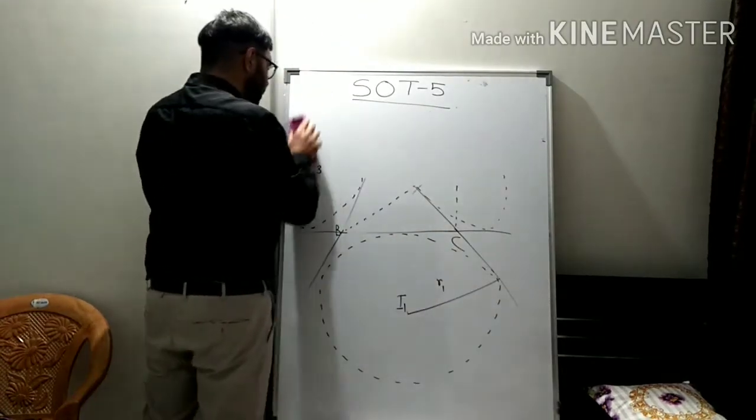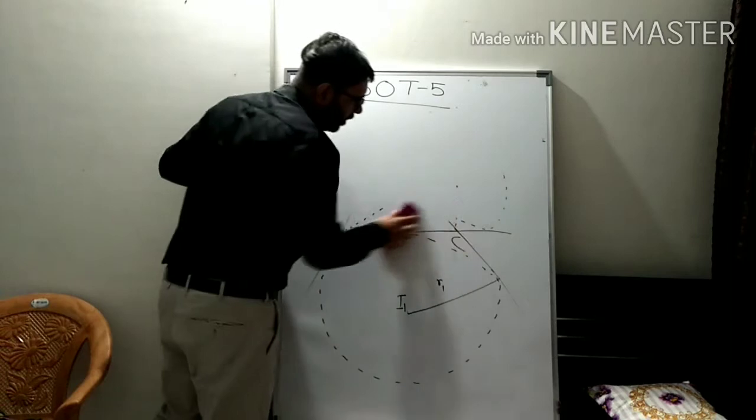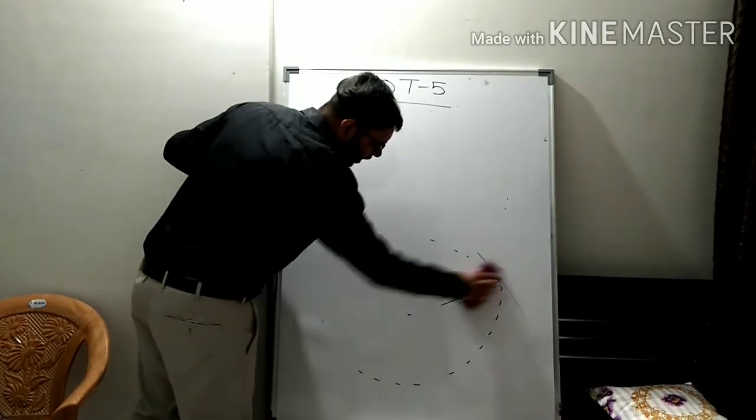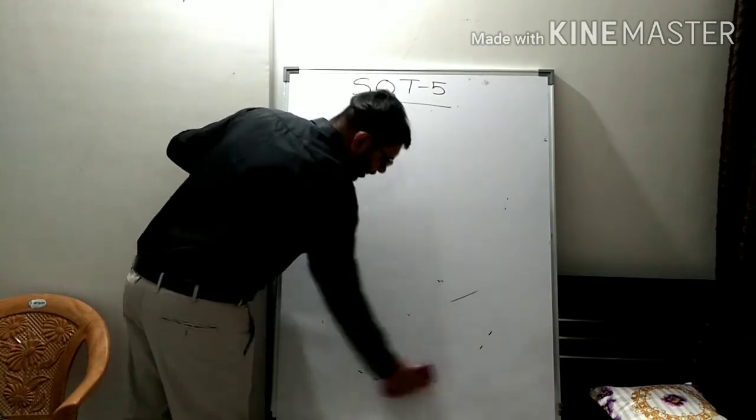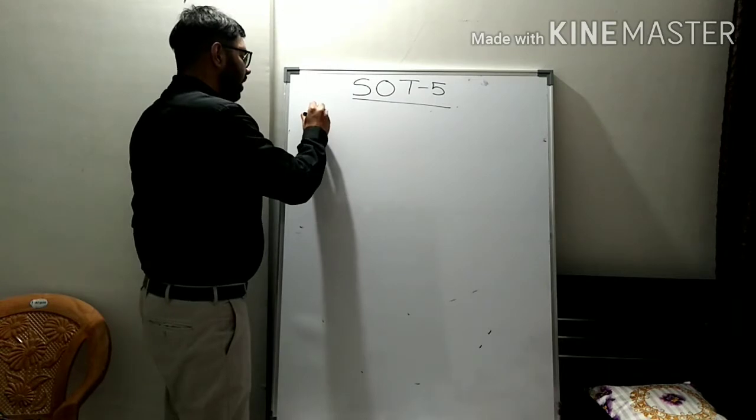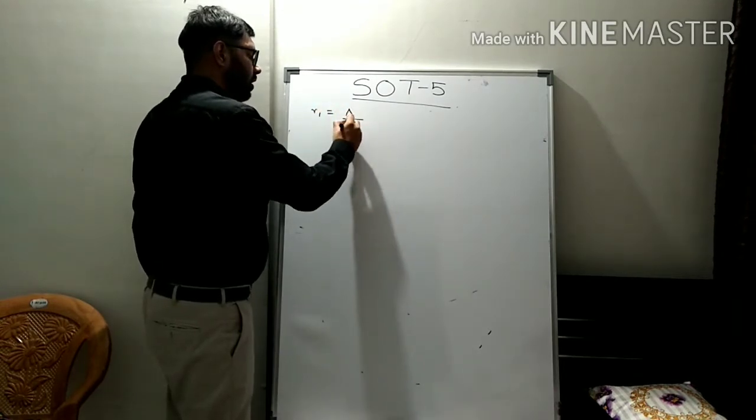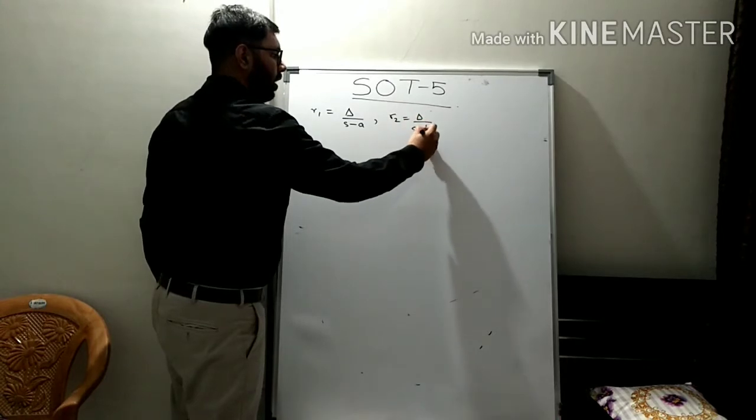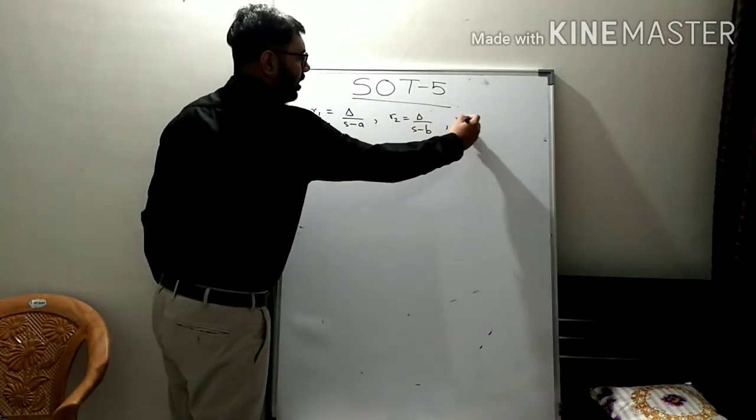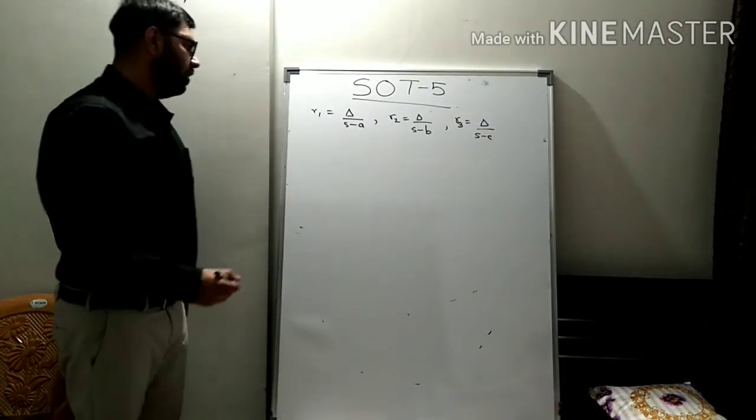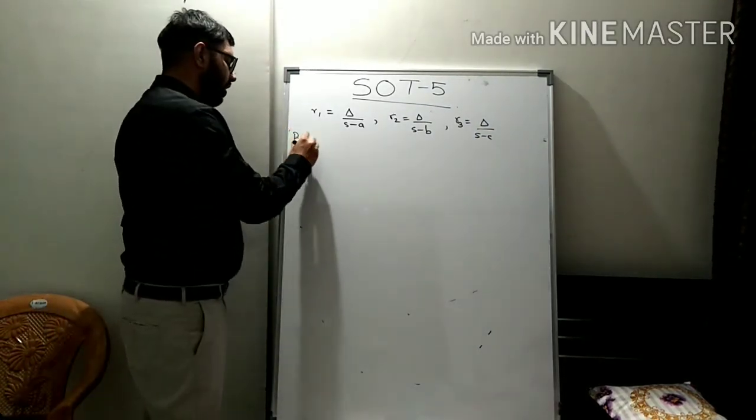Some important results related to the radii of excircles, ascribed circles: R1 I can write as delta upon S minus A. Similarly, R2 I can write as delta upon S minus B, and R3 I can write as delta upon S minus C. These are easy to prove if I prove any one of them.